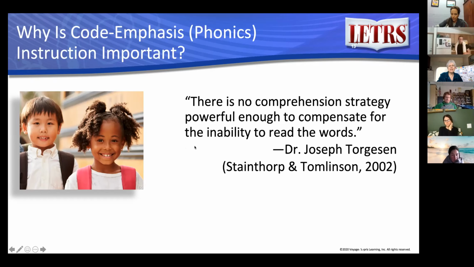And we tried to put you into somewhat of an experience in this simulation so that we could really appreciate the importance of that code emphasis, the lower part of the rope, the part of the simple view of reading, as well as the four-part processing system. So all different angles to look at what are the missing pieces for our students and what are their strengths.